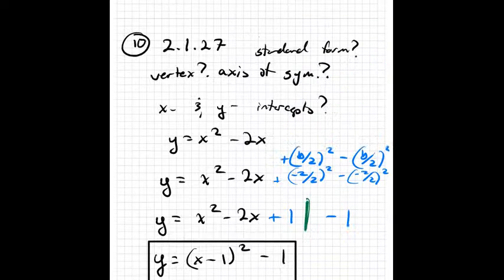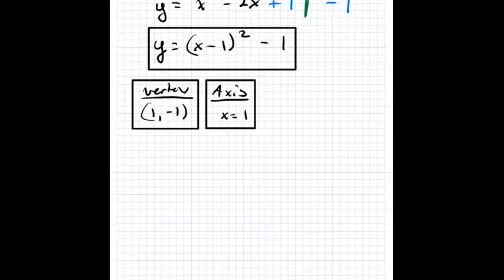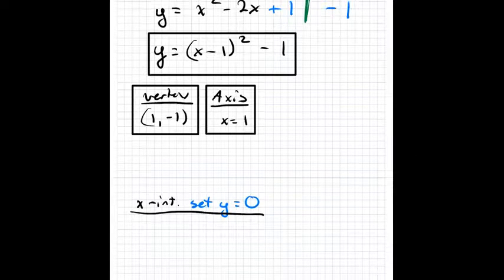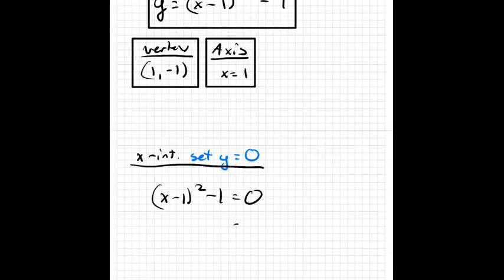Then they ask for the x and y intercepts. Okay. So to find the x-intercept, what we do is we set y equal to 0. I'm going to trust my standard form. I feel like it's okay. I'm going to set that equal to 0. So we're going to have this x minus 1 squared minus 1 equals 0. Add 1 to both sides. Then we get x minus 1 squared equals 1.